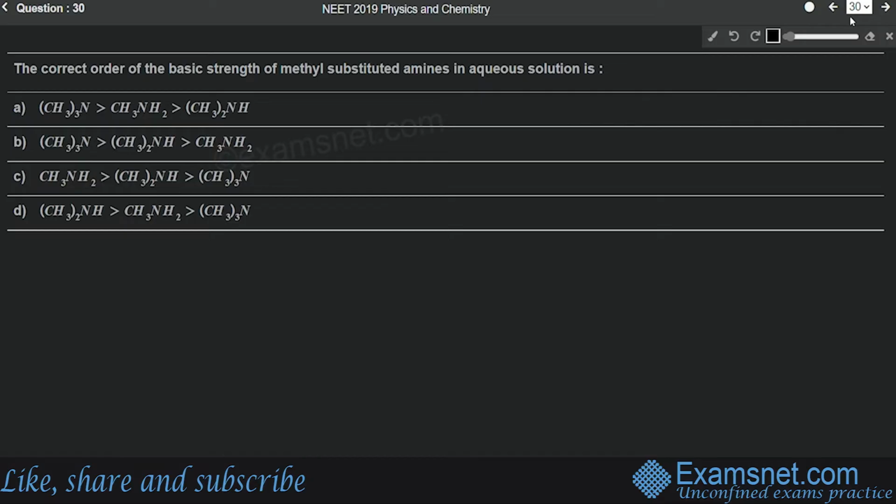Question number 30 is from the chapter amines, and the question is: the correct order of the basic strength of methyl substituted amines in aqueous solution is. Okay, so we have to compare the basic strength of 1 degree, 2 degree and 3 degree amines. Now we know that in 1 degree amine only one methyl group is attached to the nitrogen atom, so one methyl group and 2 hydrogen atoms. In 2 degree amines 2 methyl groups will be attached and 1 hydrogen atom will be there, and in 3 degree amines 3 methyl groups will be there.